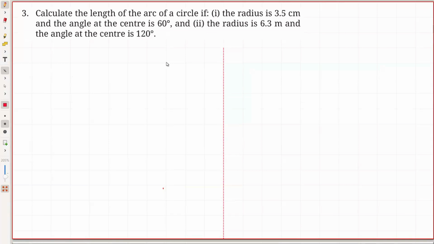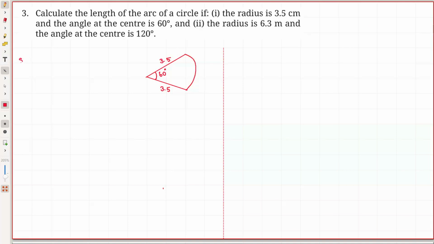So for the length of an arc, you can just take a diagram like this. The radius is given as 3.5, so the first one is 3.5 centimeter, and this also 3.5. For the first one the angle is given as 60 degree. So we know the formula for the length of an arc.